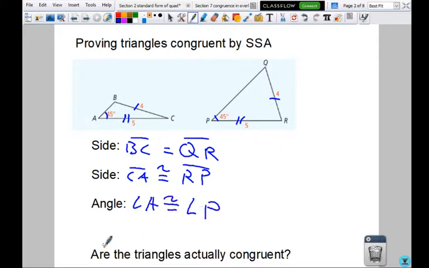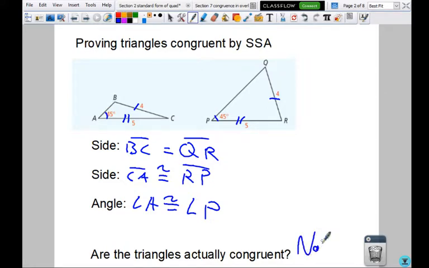Alright. So I did a side, and an angle, right? I've matched those up. Are these 2 triangles congruent? So this is one of the few times we'll actually look at the picture. Are these 2 triangles the same when you look at them? No. They're way different. The right one's bigger, this left one's way smaller. So these are not congruent.